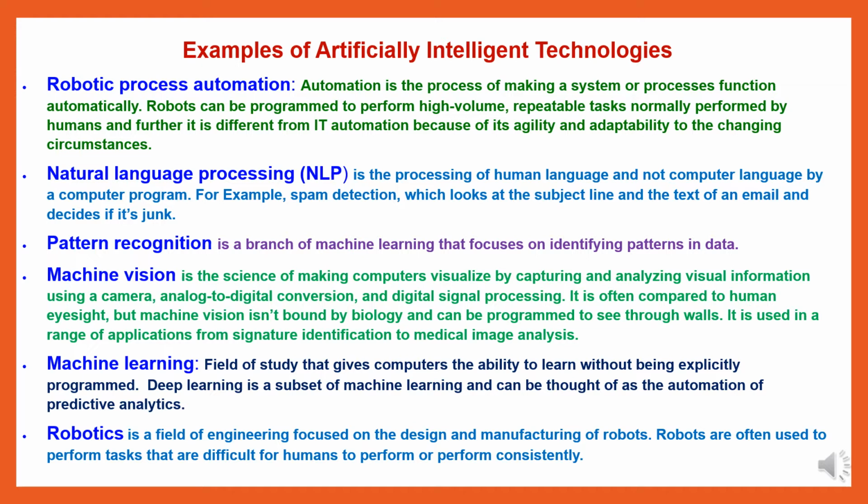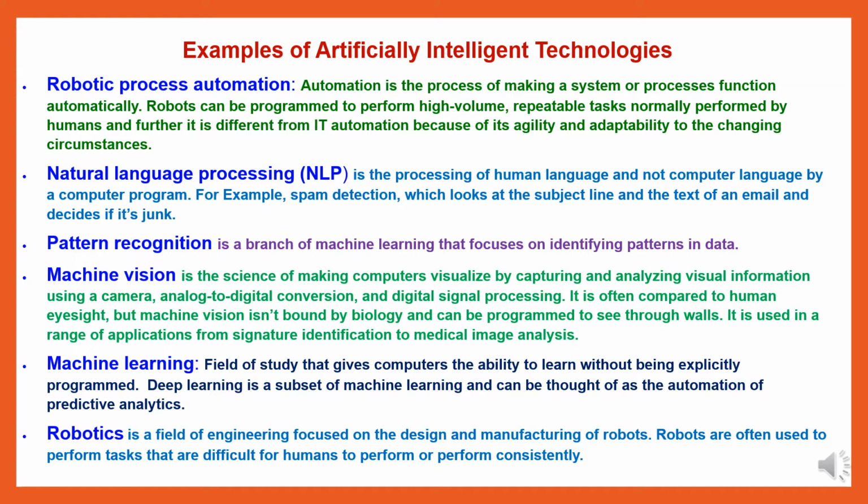First one, robotic process automation. Automation is the process of making a system or process function automatically. Robots can be programmed to perform high volume, repeatable tasks normally performed by humans, and it is different from IT automation because of its agility and adaptability to changing circumstances.